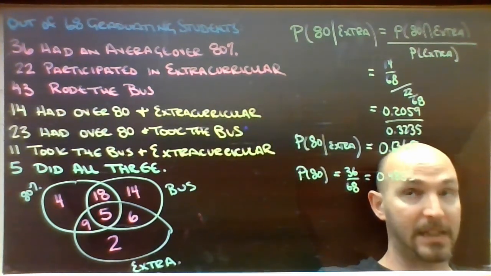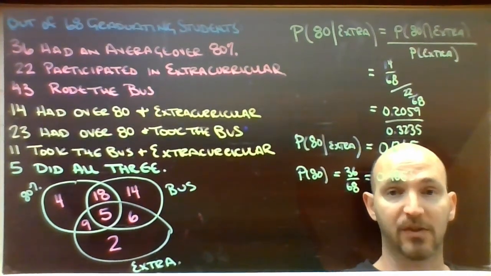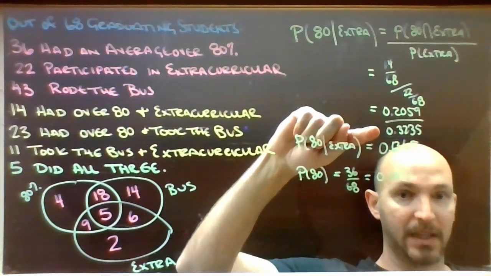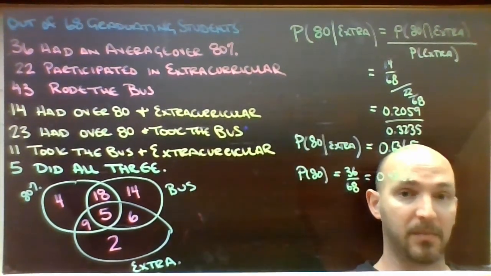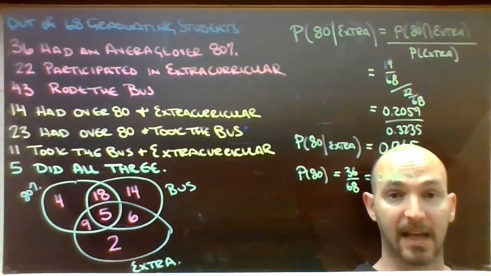So if we were to do this again with the probability of taking the bus given you participated in extracurricular activities, I would expect that this number, the conditional number, would be lower than the probability in the general population. So that's how Khan Academy was testing for independence.